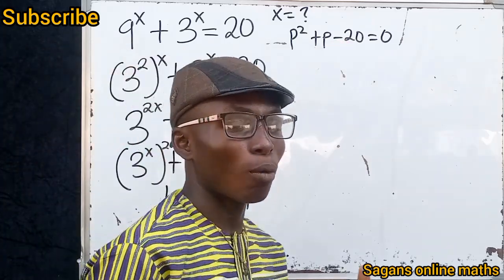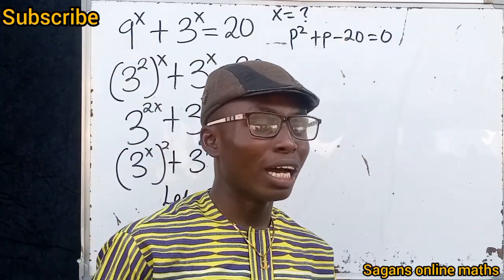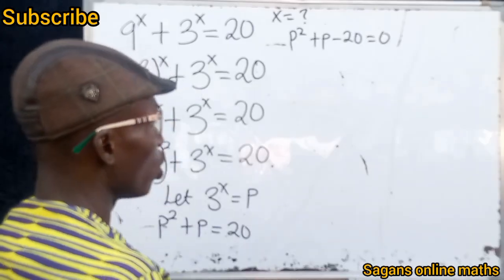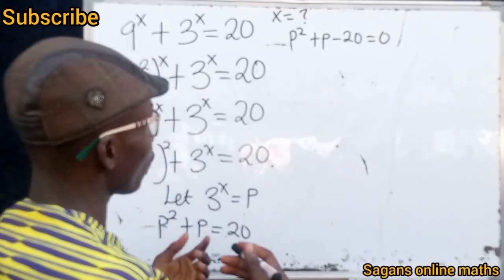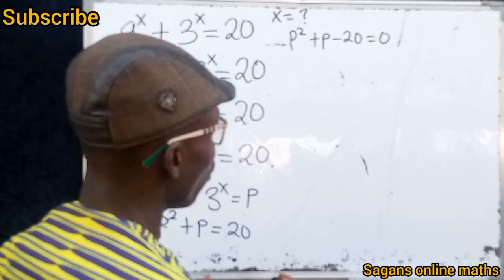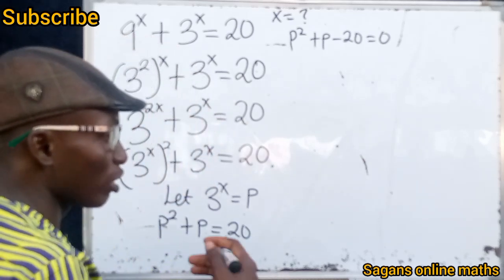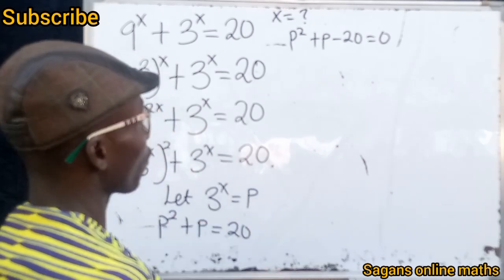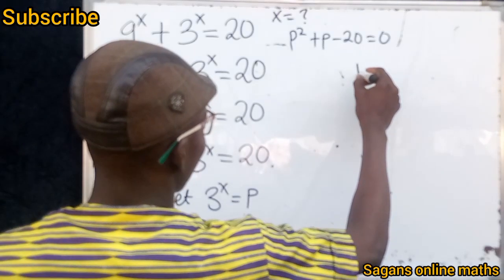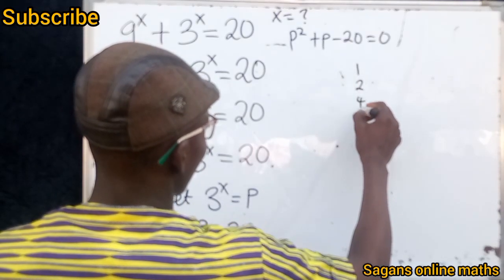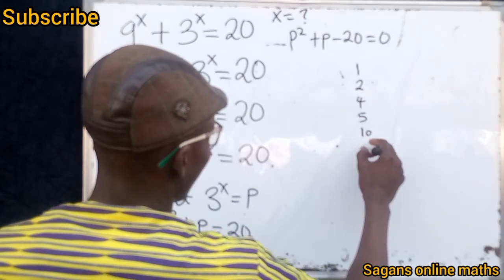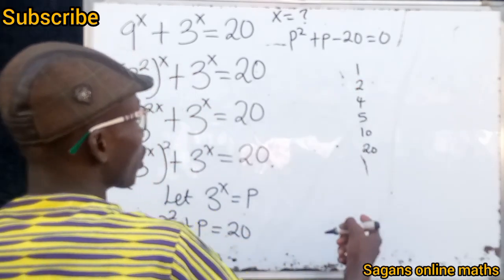Okay, now let's think of the factors of 20. Remember that factors are numbers that can divide exactly without remainder. Factors of 20: 1 is a factor, 2 is a factor. Is 3 a factor? 3 is not a factor. 4 is a factor, 5 is a factor, and 20 is also a factor. Even 10 is a factor. So 1, 2, 4, 5, 10, and 20 are the factors of 20.